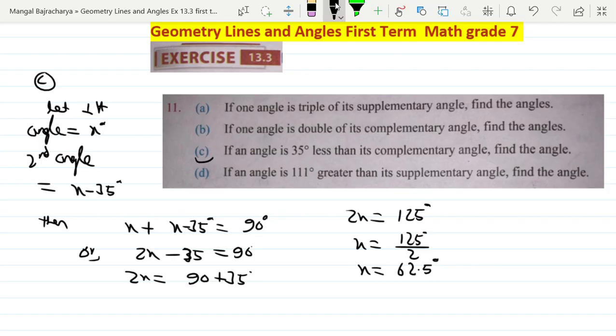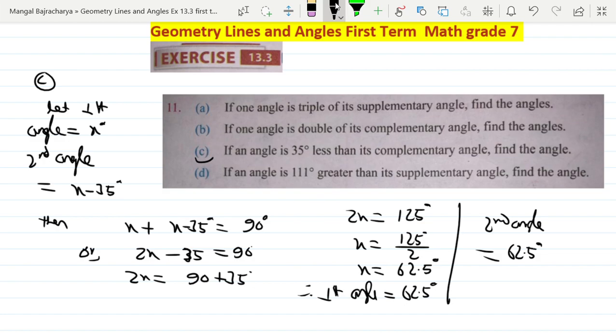After finding that, it's the first angle. So the first angle equals 62.5 degrees, and very same alike, now I can find the second angle. The second angle is going to be 35 less than the first. 62.5 degrees is the first angle, so if you subtract 35 degrees, how much do you get? 62.5 minus 35 gives 27.5 degrees. So 27.5 degrees is the second angle. And very same alike you can do number D by yourself.